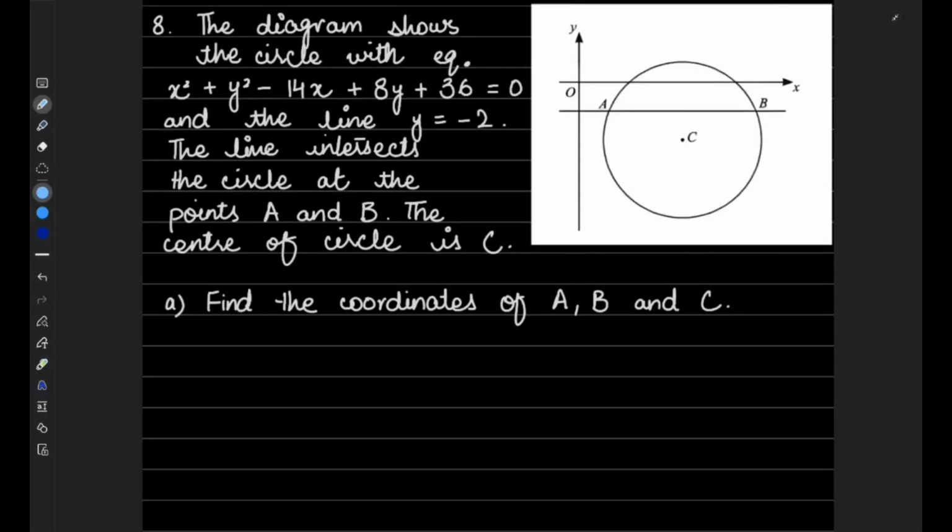The diagram shows the circle with equation x square plus y square minus 14x plus 8y plus 36 equals 0, and the line y equals minus 2. The line intersects the circle at points A and B.